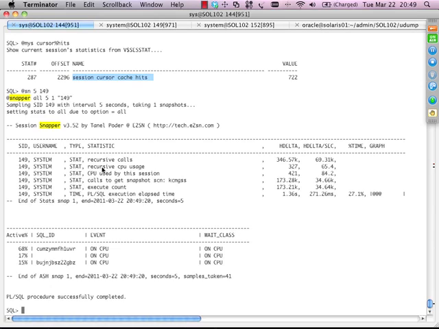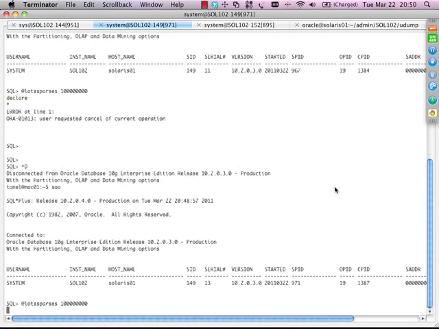Okay, I think this gets even better, because in this case you see we have a lot of recursive calls and a lot of executes. So we execute 34,000 times. This is my PL/SQL loop which executes the same cursor. But PL/SQL actually keeps cursors open. PL/SQL has a further optimization, so it uses its own cursor cache. It keeps the cursor open, so we don't see this statistic from here.